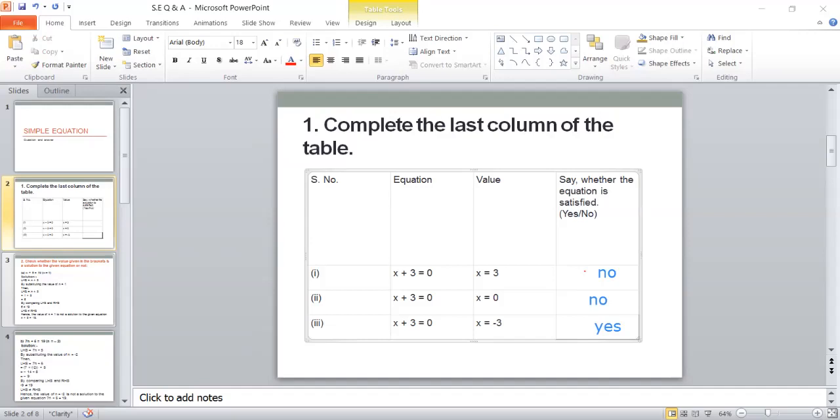So in the first case and second case, LHS is not equal to RHS. That's why these are not satisfied. And in the last case, if we put the value of x in the equation, the answer comes 0. That means LHS is equal to RHS. So you can say this equation is satisfied for this value. Okay, then come to the next question.